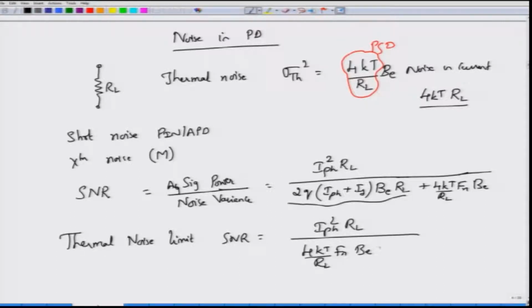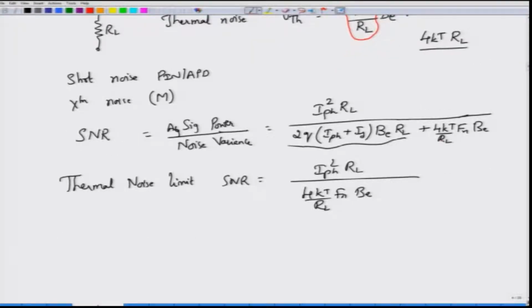and you can see here that in the thermal noise limit, I multiplied by RL in the denominator and the numerator, but I forgot to remove this RL from this expression. Okay. So, it is 4 kT by RL Fn BE, but there is no RL originally in the shot noise variance, correct. Shot noise variance is 2q (IPH plus ID) into BE.